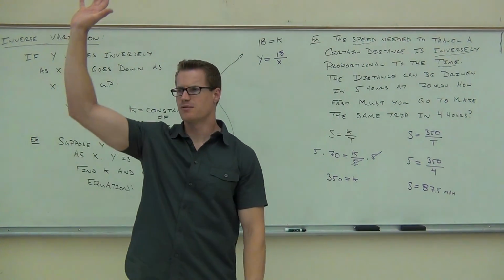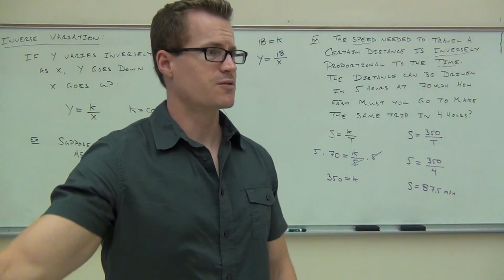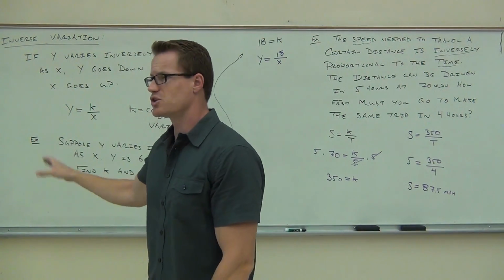How many people understood what we talked about today? Feel okay about this? Good. So directly k times, inversely k over. We set up our problems, we make our equation, and then we use that to solve.